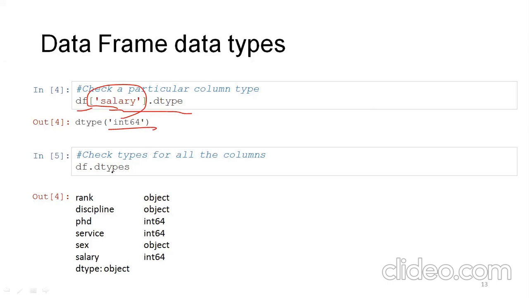Similarly, if I want to display all the column data types, I can go with the dtypes attribute, which is available in the data frame. It will list all the columns available in that particular SVC record set and the corresponding type of each column. Rank is object because it is a string, such as professor, assistant professor. Discipline is again in string format. Experience and salary are in integer format, so we are getting int64.